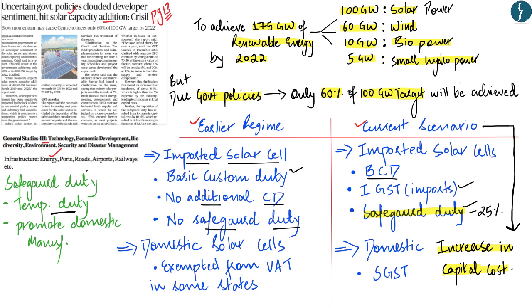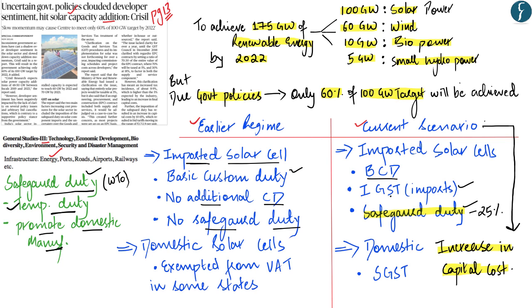Hence, this safeguard duty is imposed in order to promote the domestic manufacturing of that good, and hence in a way this safeguard duty gives domestic producers a period of grace to become more competitive vis-a-vis the imports. This safeguard duty is something like a temporary trade barrier and is also approved by the WTO. But please bear in mind that this is only temporary, that is for a short duration of time only.